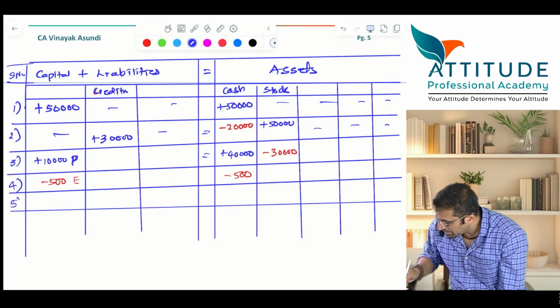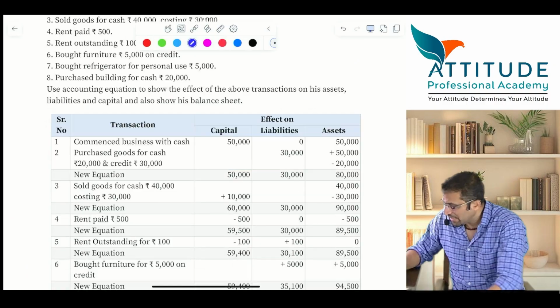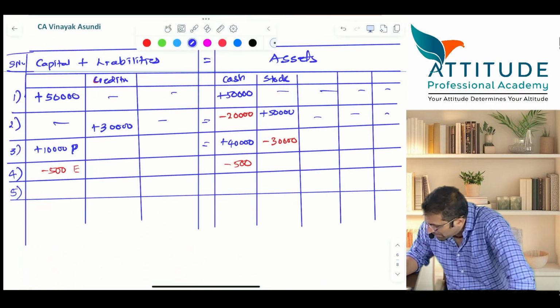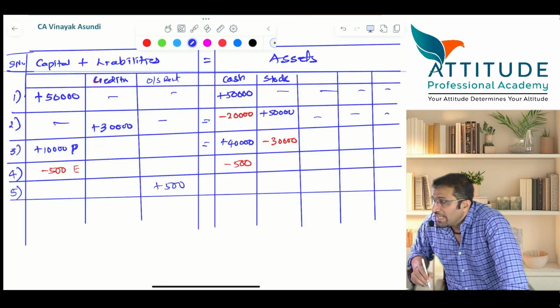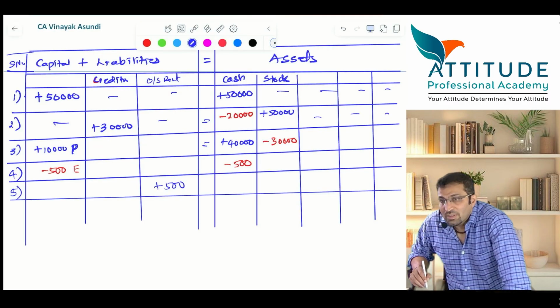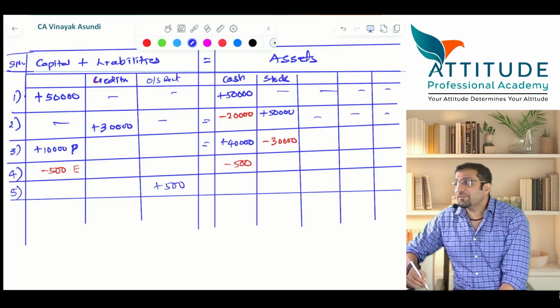Fifth one. What is it? Rent outstanding, how much? 100. Sir, rent outstanding is nothing but, I'll put here, outstanding rent. This is plus 500. Liability increases, no? Yes sir. And expense also increases.